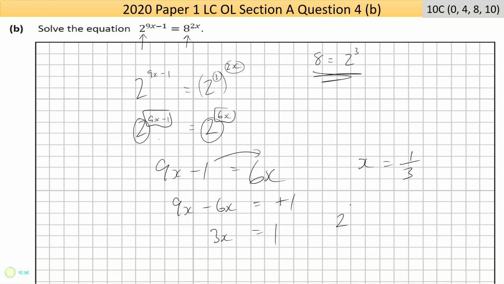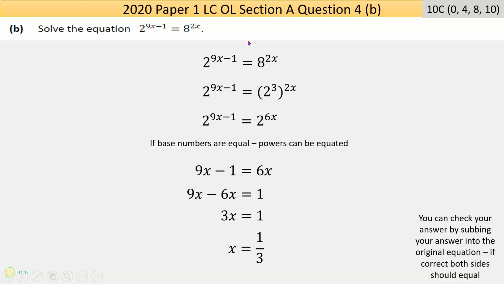Now, if I want to, I can check it. Is 2 to the power of 9 times the third minus 1 equal to 8 to the power of 2 times the third? I'm not going to do it here, but if you test it, it should be. If it does, they are equal. It's always a check: if the left side equals the right side, it's correct. So anyway, that's it there, just in a prettier version.